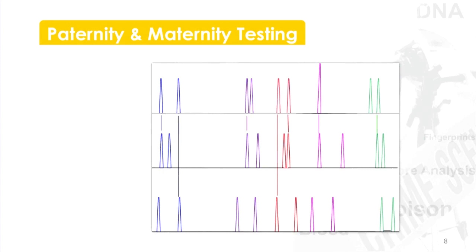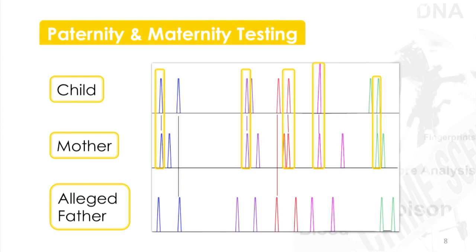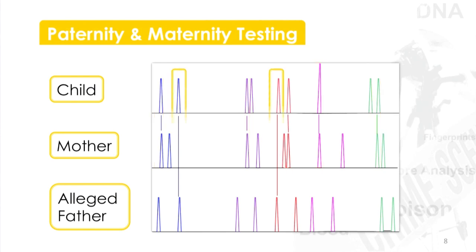So here's an example, for instance. There's the child, there's the mother, and there's the alleged father. And you can see that in every case, there is a match between the child and the mother. And you can see that in some cases, for instance, the ones that I've colored in blue and red, there's a match between the child and the father. But it's not true for every case.